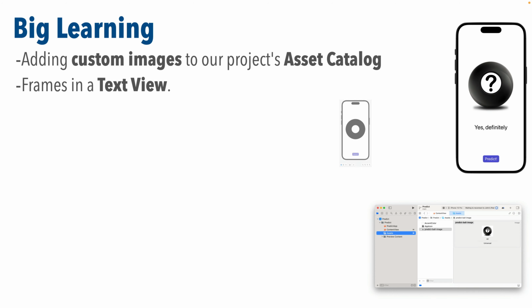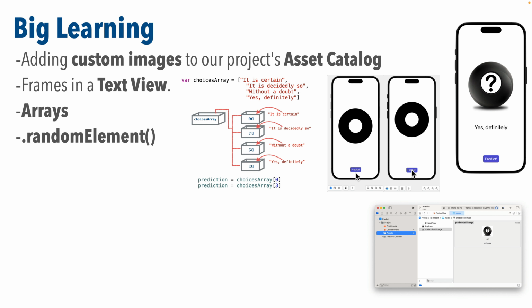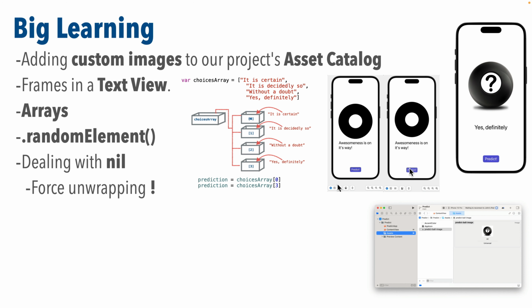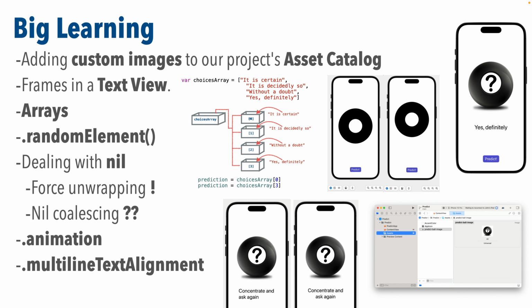We covered adding images to our view. We worked with frames in a text view. We learned about arrays, the random element array method. We learned how to deal with the possibility of nil, either through the exclamation point or by the double question mark of nil coalescing, which required us to add a default value. We added an animation, and we used the multiline text alignment modifier.